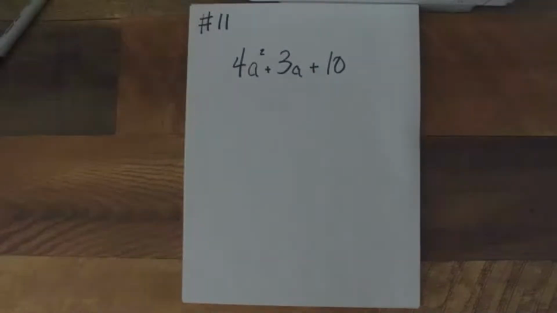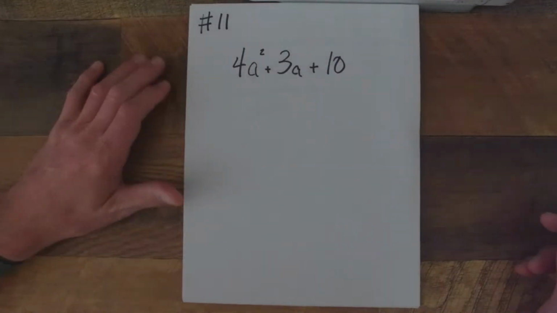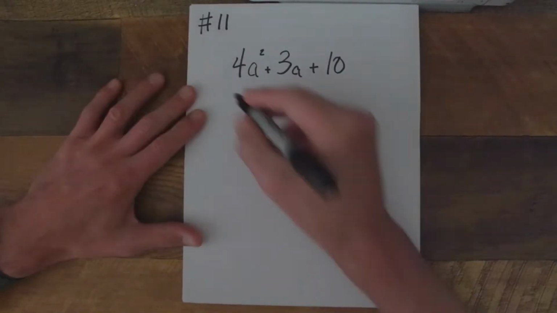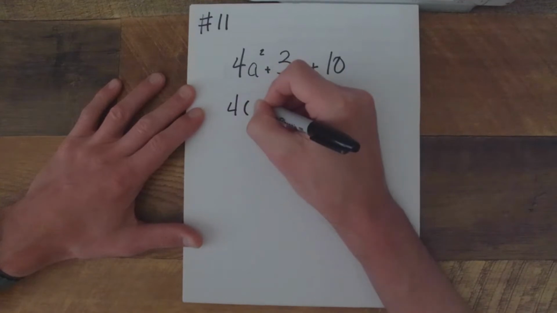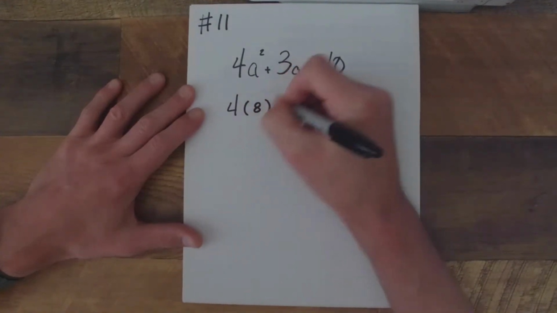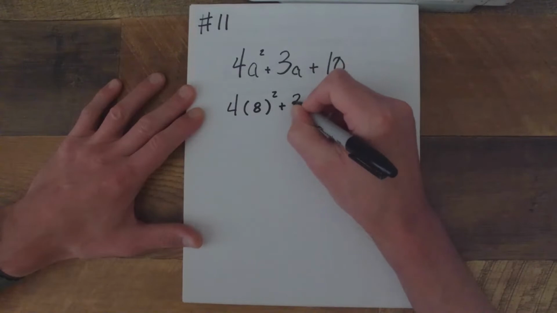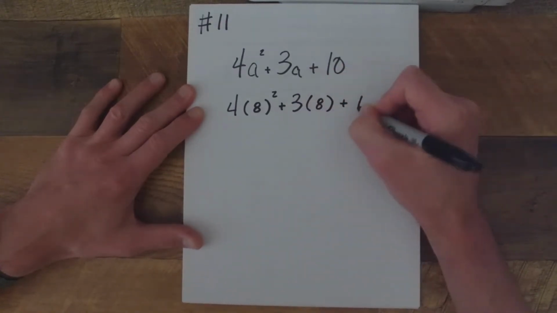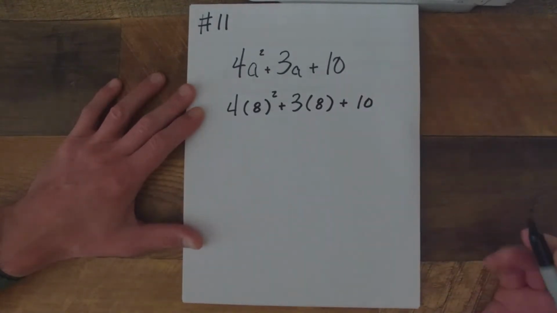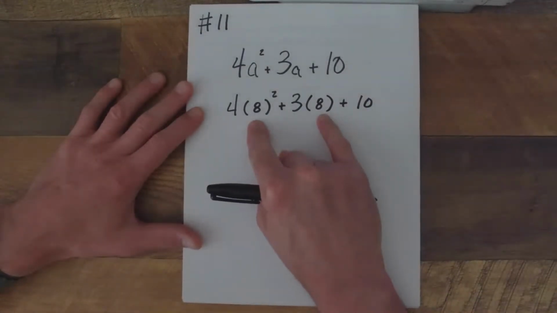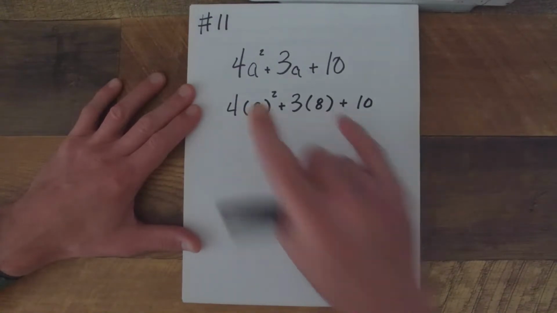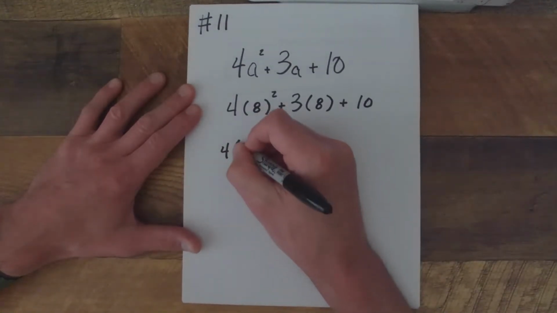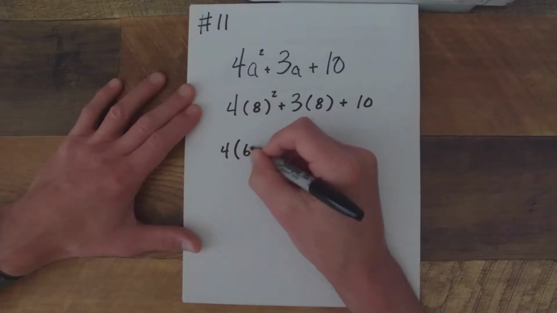Question number 11. If A equals 8, what is the value of, and then they give us this problem here. So everywhere you see an A, you're simply going to want to substitute 8. Now, order of operations says we need to do parentheses first, but there's nothing to simplify in these parentheses. So we need to take care of exponents next. 8 squared is 64.